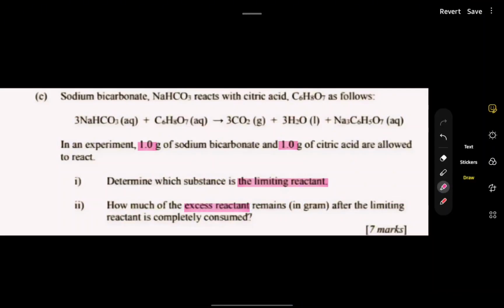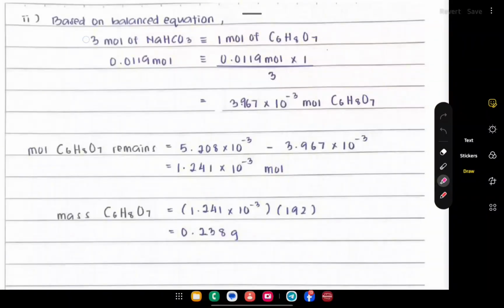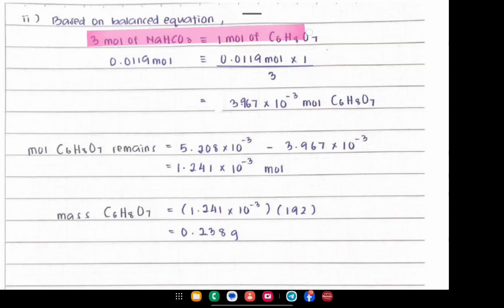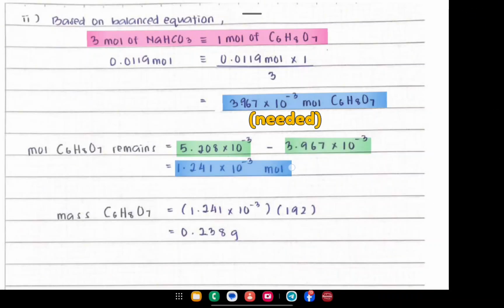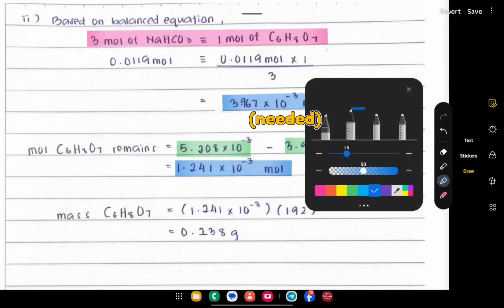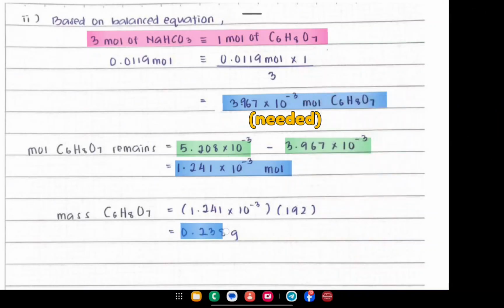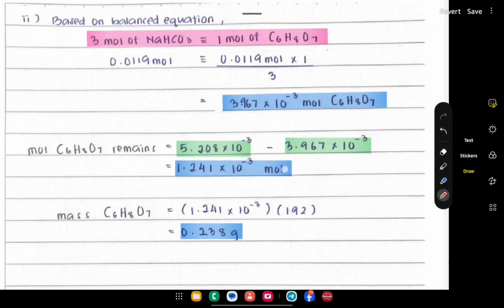For question C2, how much of the excess reactant remains in grams after the limiting reactant is completely consumed? For this question, we just do stoichiometry to find the moles of citric acid needed. Since we already calculated the moles of sodium bicarbonate available in question C1, we just substitute it and we got the moles of citric acid needed. Then we subtract the moles of citric acid available from question C1 with the moles of citric acid needed to find the balance of citric acid. Lastly, we convert the moles into the mass in grams. For mark allocation, 1 mark for moles of citric acid remaining and 1 mark for mass of citric acid.